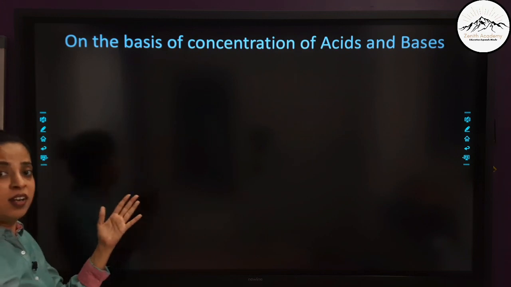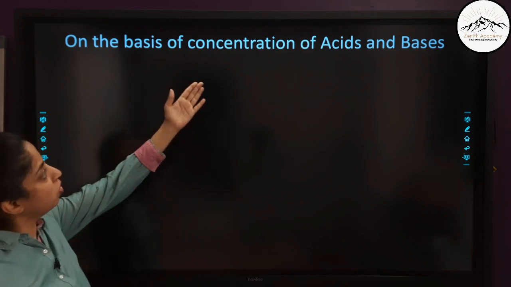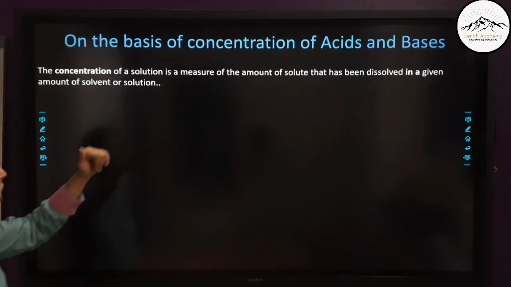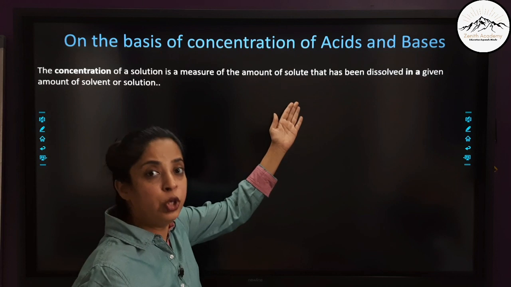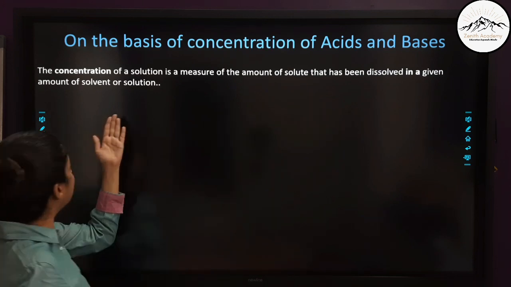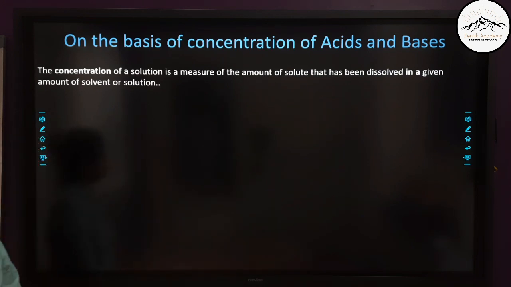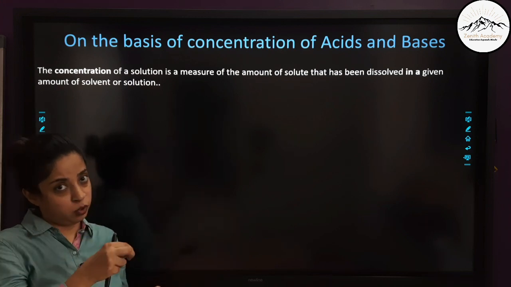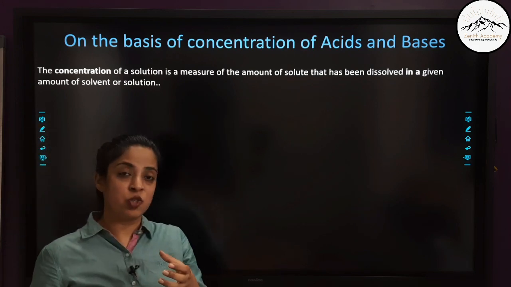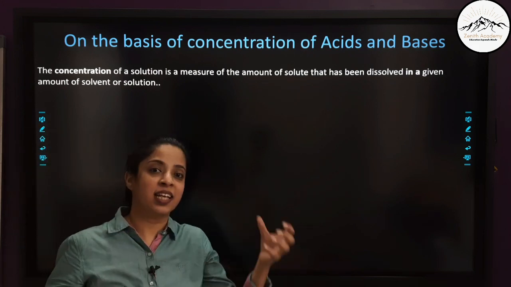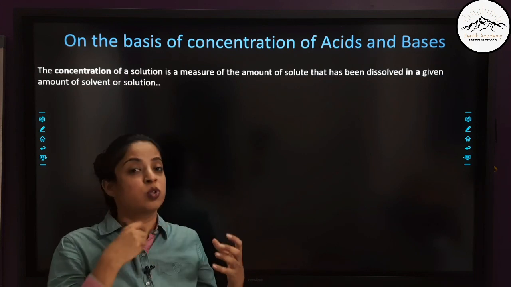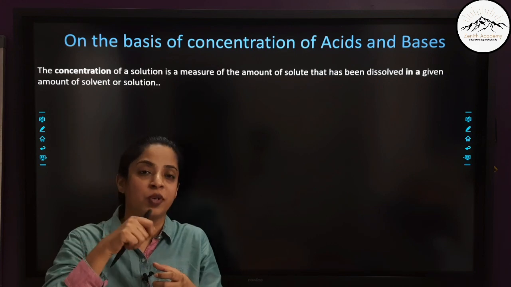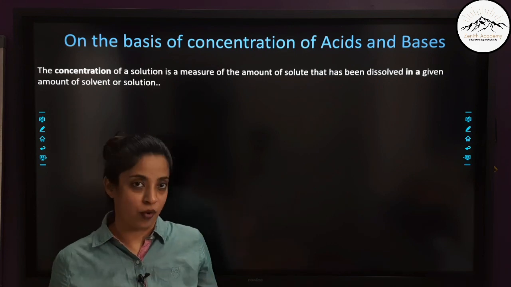Now let's go ahead and understand the classification of acids and bases on the basis of concentration. So what is concentration? It is the measure of the amount of solute that has been dissolved in a given amount of solvent or solution. For example, if you take two glasses of water and add sugar into each of them. In the first glass you add a lot of sugar and in the second glass you add very little sugar. Which one will be concentrated? The first one, because in that the solute, that is the sugar, is more.